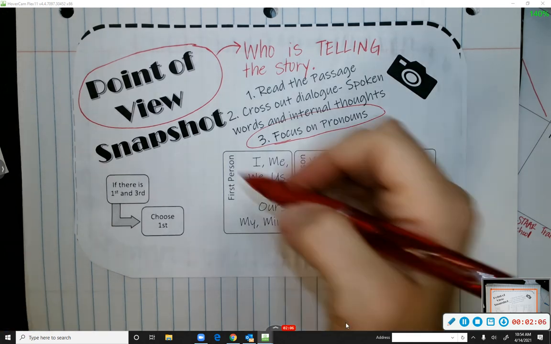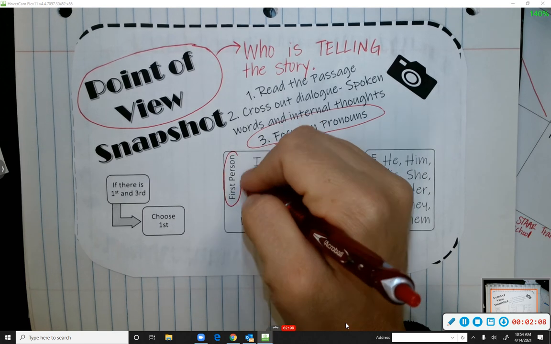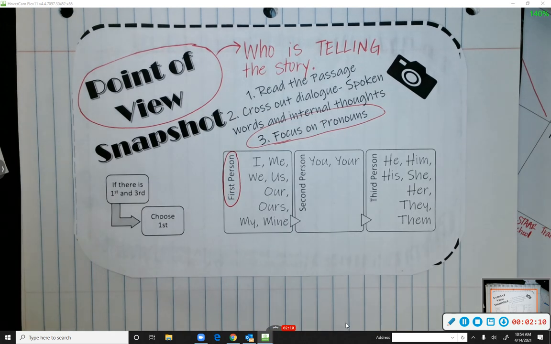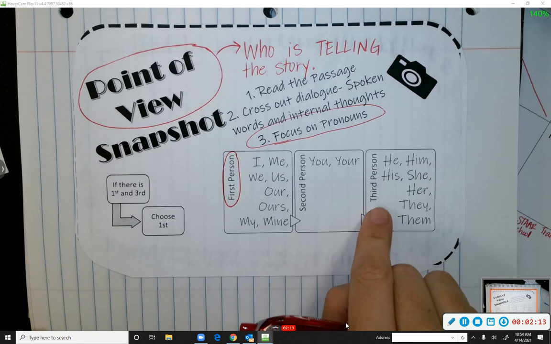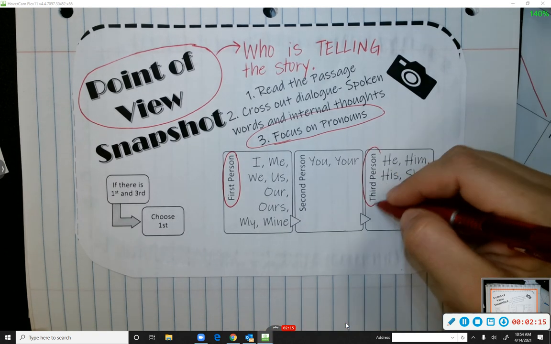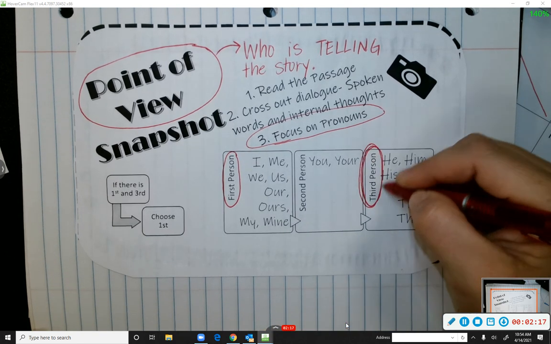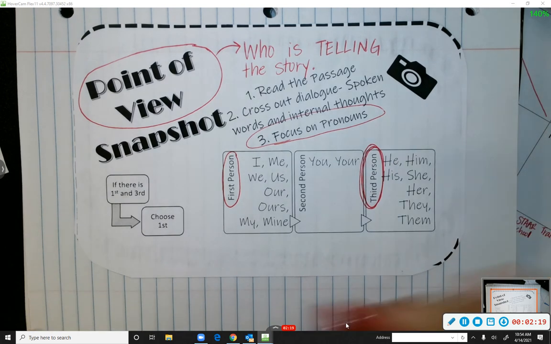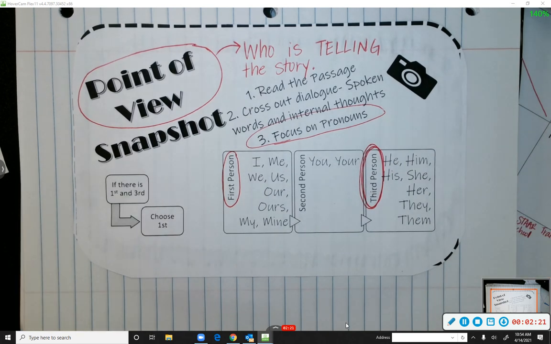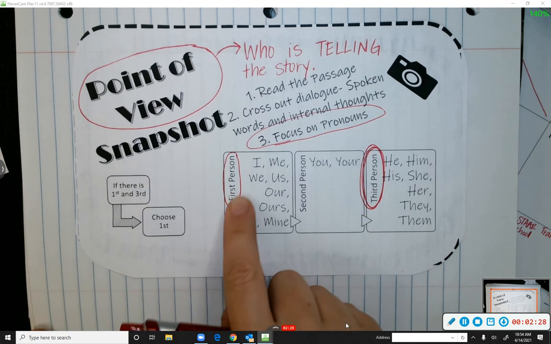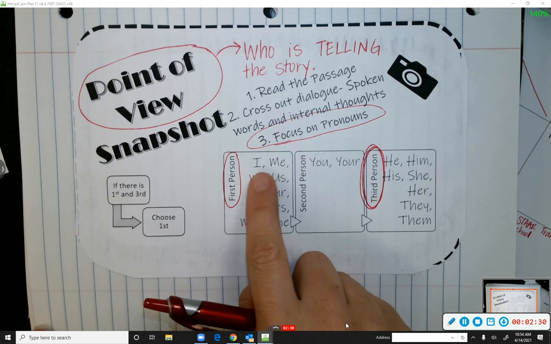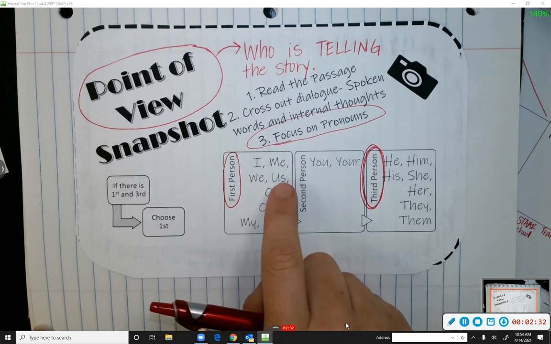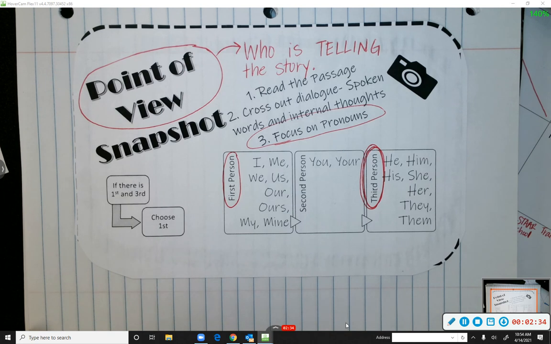Okay. So there is first person, second person, and third person point of view. We're going to just focus on the first and last one. First person and third person. Okay? So when we're using first person to tell a story, you're going to see these pronouns. I, me, we, us, our, ours, my, and mine.